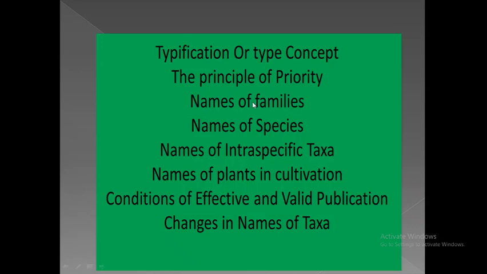In the last class, we discussed typification or the type concept, the principle of priority, names of families, and names of species. Now, let us discuss names of intraspecific taxa, names of plants in cultivation, conditions of effective and valid publication, and the last, changes in names of taxa. First, names of intraspecific taxa.